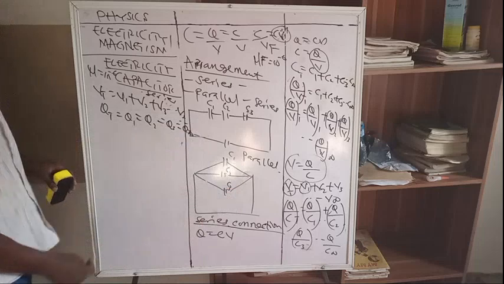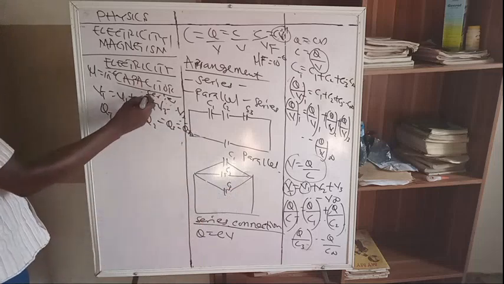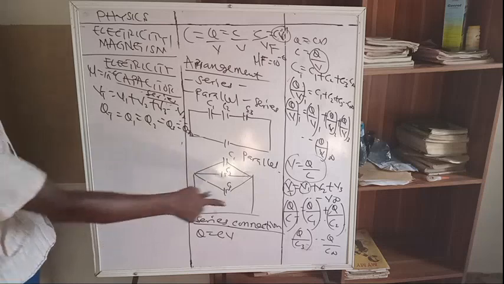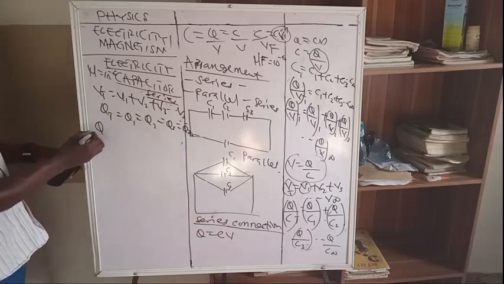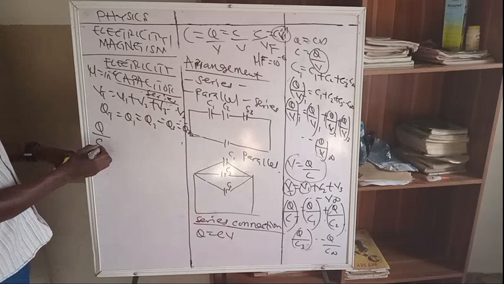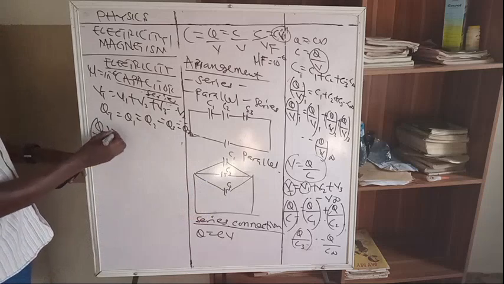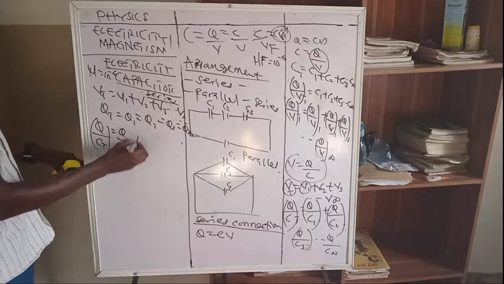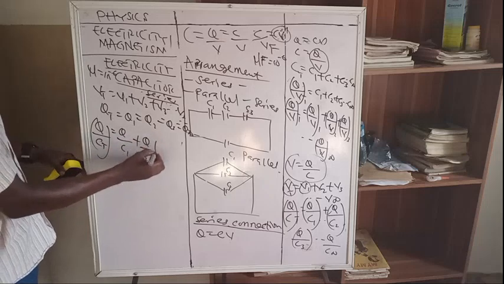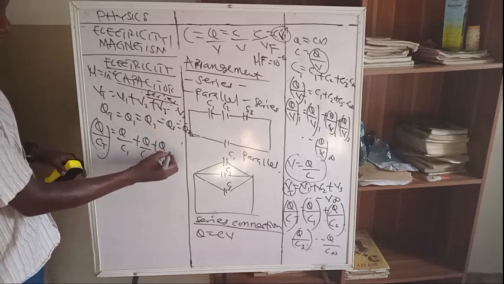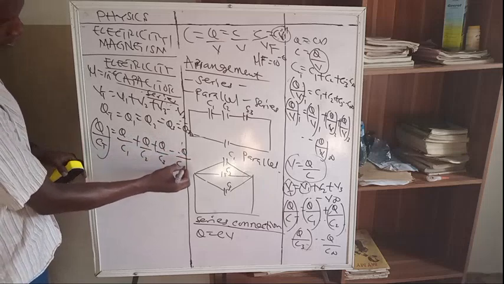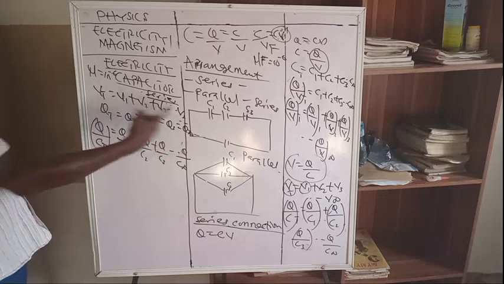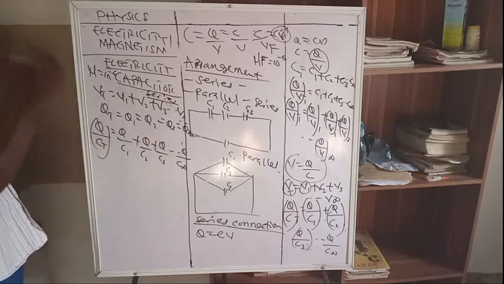So if my charges are the same in series connection, if I bring back that formula, my formula was Q over C total is equal to Q over C1 plus Q over C2 plus Q over C3 all into Q over C infinity. Since my charges are the same in series connection, I'm going to substitute one charge outside.